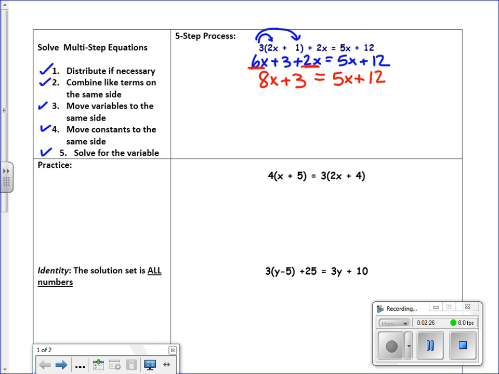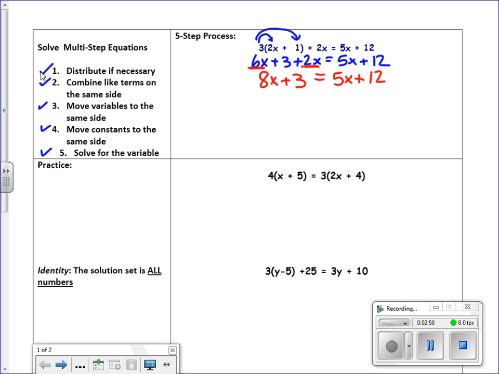Step 2 is done. Now step 3 says move variables to the same side. So basically this is kind of like combining like terms. I'm not doing any division or anything like that. I just want to go ahead and move and get all of my variables onto one side of the equal sign, and that way I'll be able to solve it easier. And the way that I want to do that is I want to do the opposite of what it says.